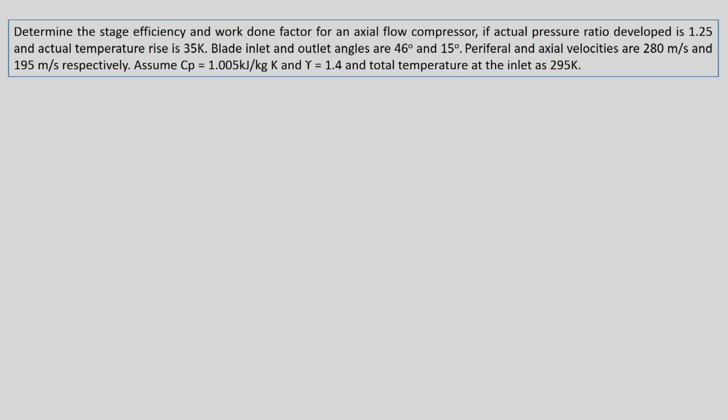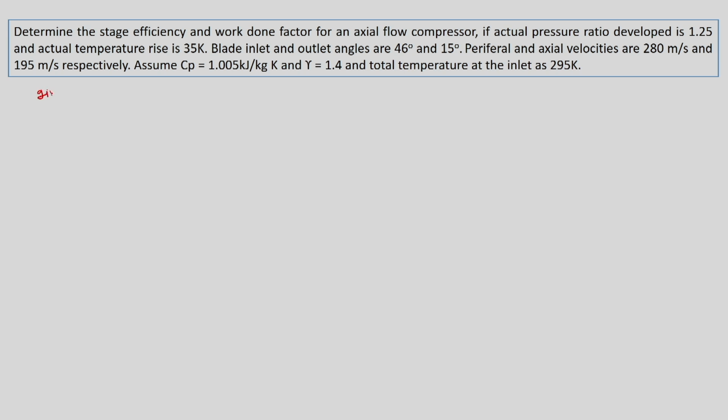We will move on to the next example. It reads that determine the stage efficiency and work done factor for an axial flow compressor if actual pressure ratio developed is 1.25 and actual temperature rise is 35 Kelvin. Blade inlet and outlet angles are 46 and 15 degrees. Peripheral and axial velocities are 280 meter per second and 195 meter per second respectively. Cp is 1.005 kilojoule per kg Kelvin. Gamma is 1.4 and total temperature at inlet is 295 Kelvin.